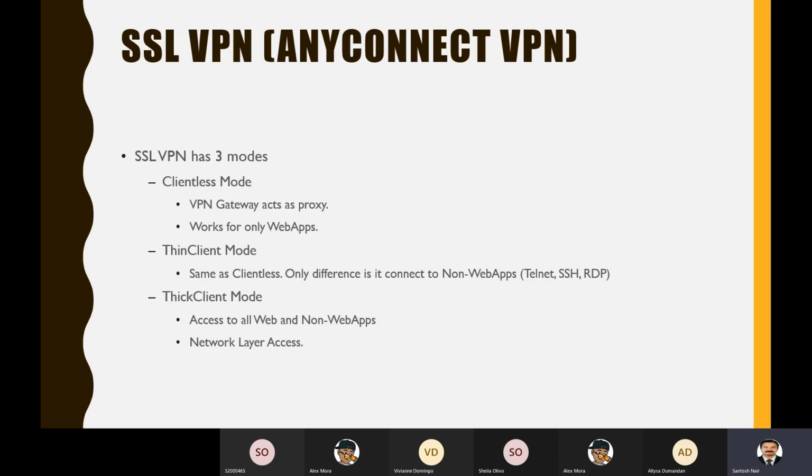So when you do a packet capture on the web server, you will not be able to see the IP address of the endpoint. What IP address will you be seeing? You will be seeing the IP address of the VPN gateway. So the VPN gateway will be acting as a proxy. Is this part clear?